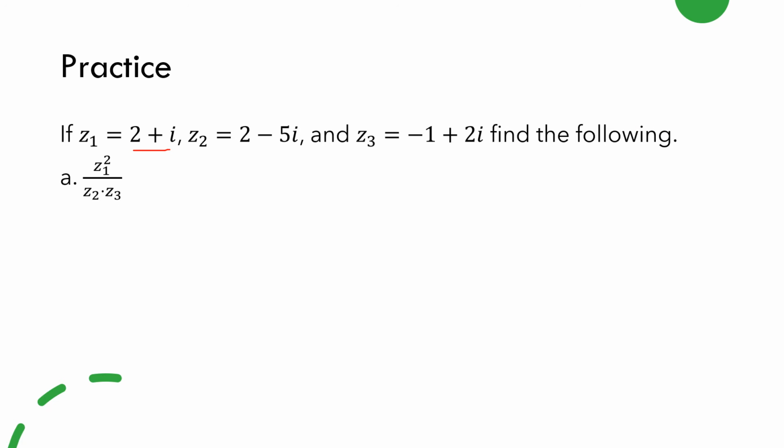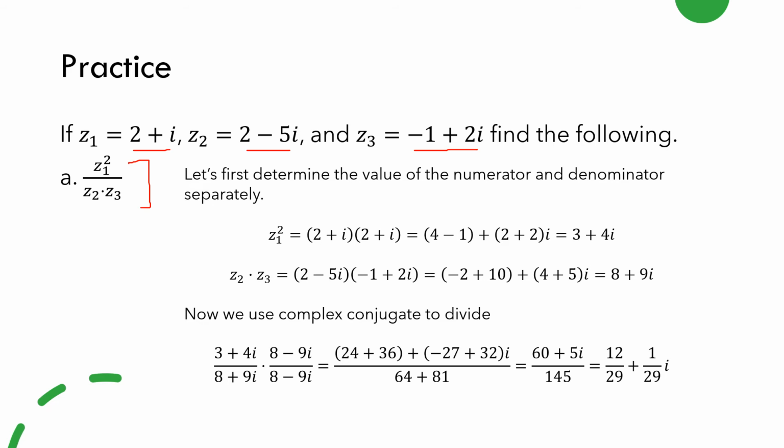If z1 = 2 + i, z2 = 2 - 5i, and z3 = -1 + 2i, find z1² divided by z2 times z3. First step, let's find the numerator and denominator separately. We take z1², which is (2 + i)(2 + i). Simplifying it out, you get 3 + 4i. Same thing on the bottom, (2 - 5i)(-1 + 2i), which is the product of z2 and z3. Simplifying it out, we get 8 + 9i.